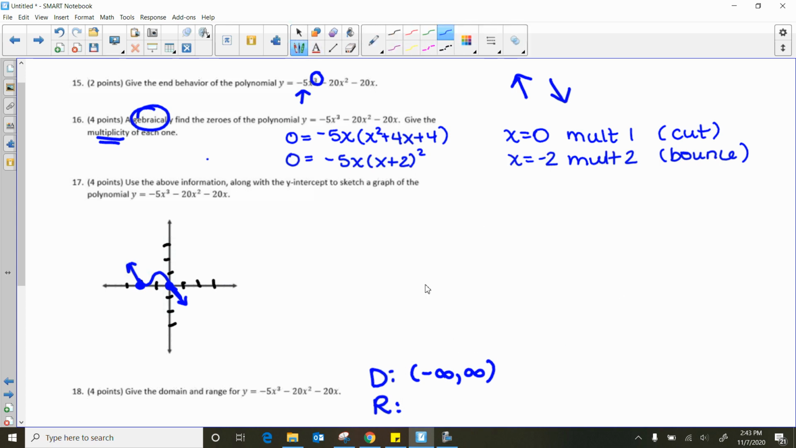Now, in this case, because the ends go in opposite directions, the range is also all real numbers. It goes down forever, it goes up forever. If the tails were to go in the same direction and both go up or both go down, our range would be restricted, but this one is not. Again, parentheses, that's kind of a mess, but parentheses at both ends. The negative infinity has to come first, or that's not correct notation.